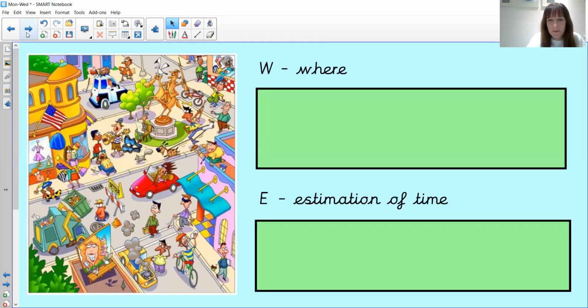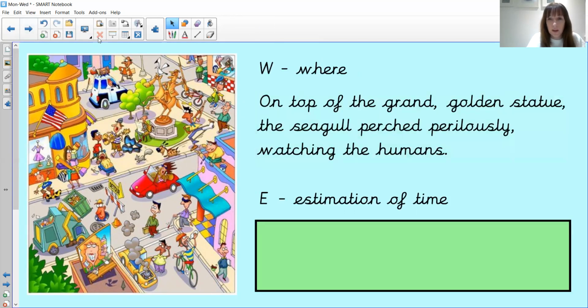Okay, shall we move on? So we're going to do where next. So whatever I'm talking about, where is it? I'll show you what I wrote. On top of the grand golden statue, the seagull perched perilously, watching the humans. So I'm talking about the seagull on this statue here. So my where phrase is here, isn't it? On top of the grand golden statue.